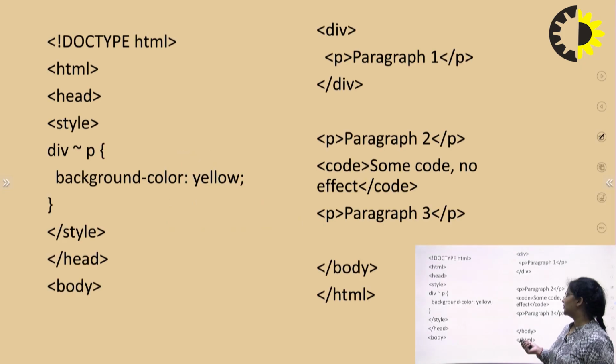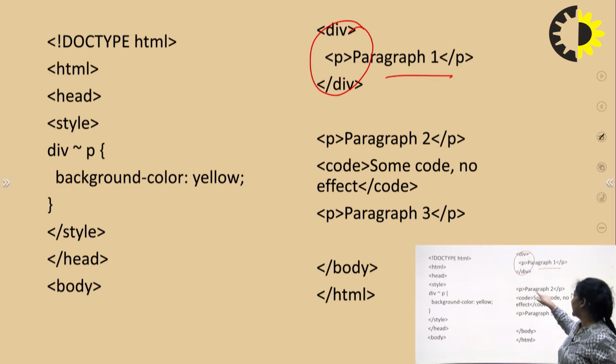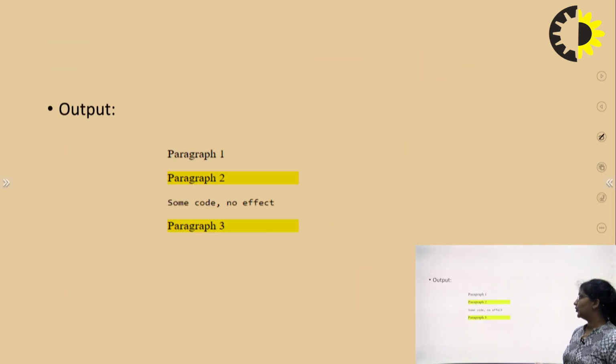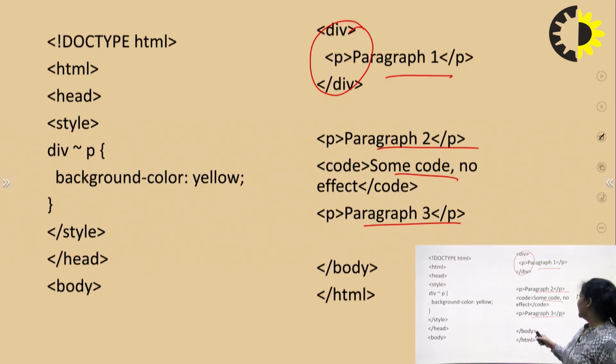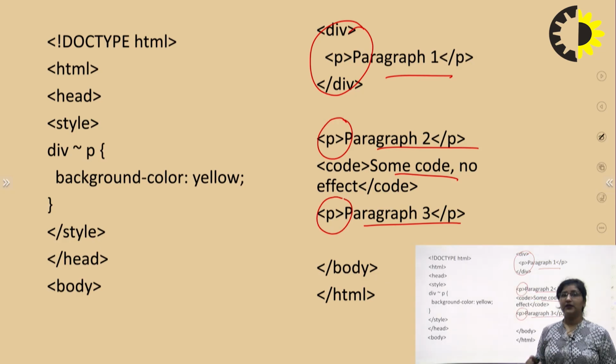So, here same code. No effect. Background color with a tilde sign, yellow. Div paragraph P1, this is a parent-child relationship. Paragraph 2, no effect. Then paragraph 3. And if we see the output, paragraph 2 and paragraph 3 will have the background color yellow. Why? Because paragraph 2 and paragraph 3 are the general siblings of this div, because they are appearing after div. So, they are siblings of div, on the same level.